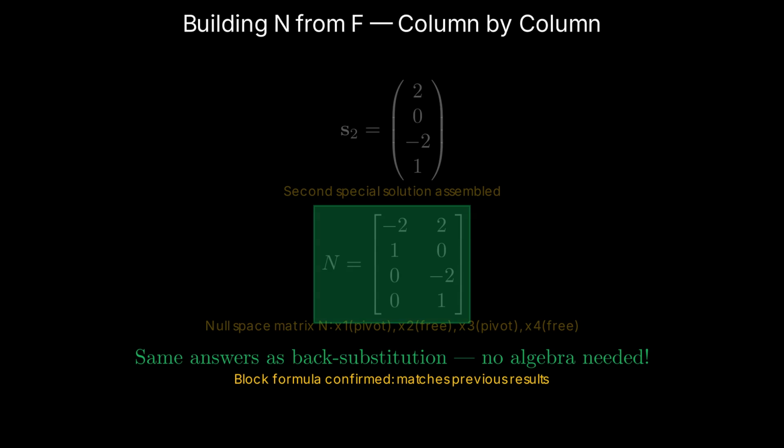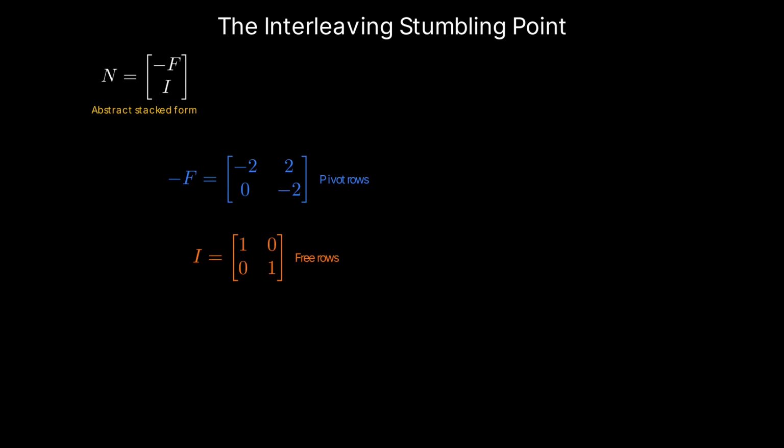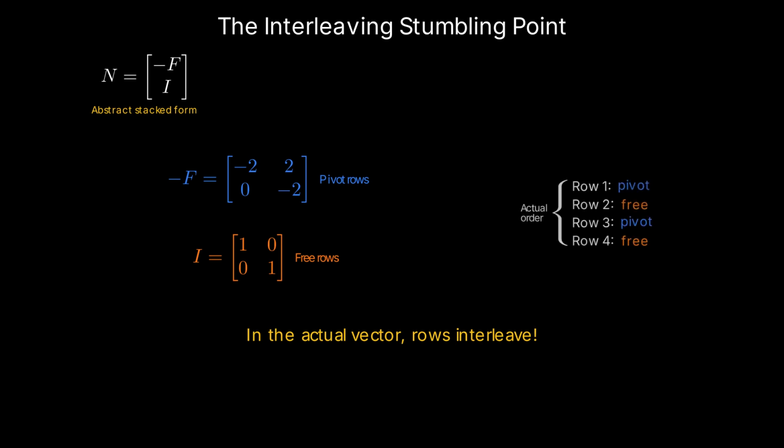Same answers, no algebra. Here is the most common stumbling point. In the formula, N equals negative F on top, I on the bottom. That looks like neat, separated blocks, pivot rows stacked together, then free rows stacked together. But in the actual vector, the rows interleave. Pivot variables get their entries from negative F, and the free variables get their entries from the identity, but they alternate according to the original variable ordering.